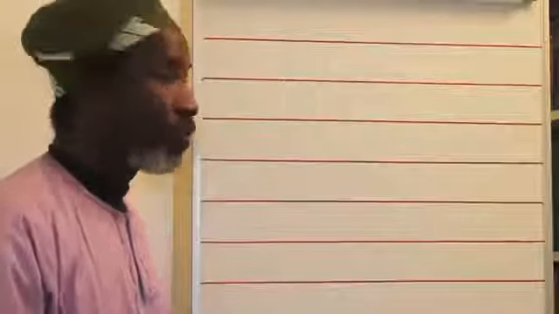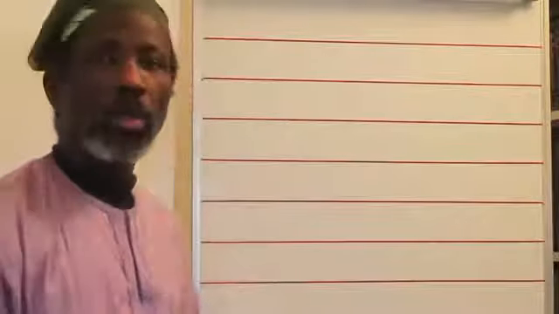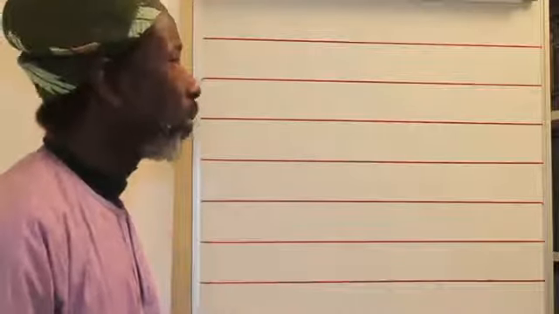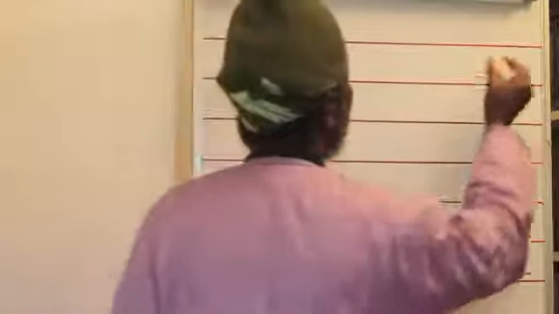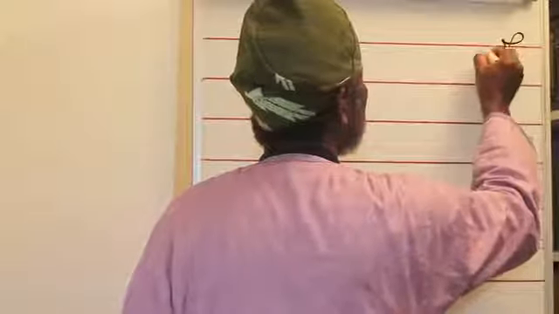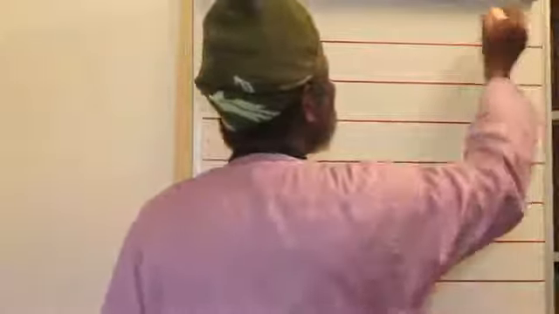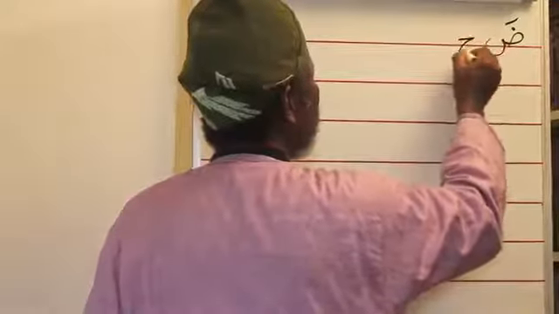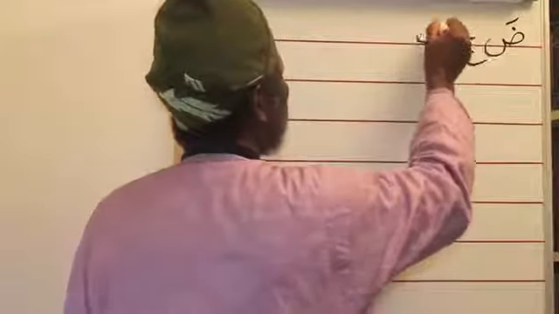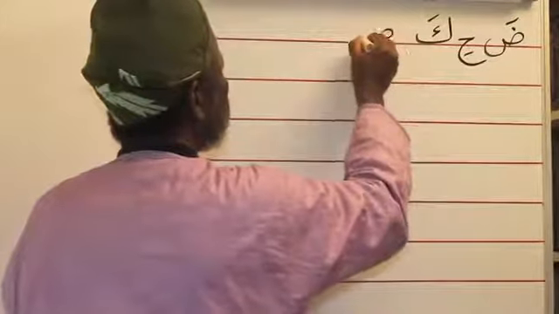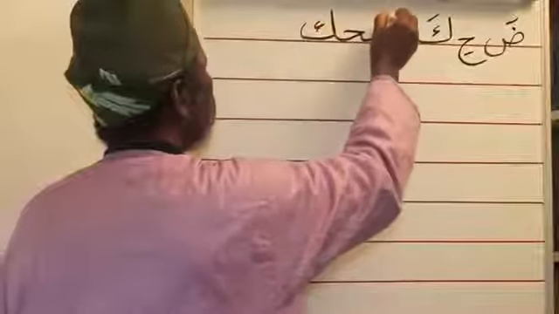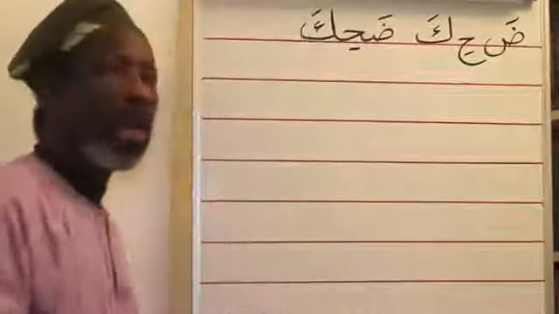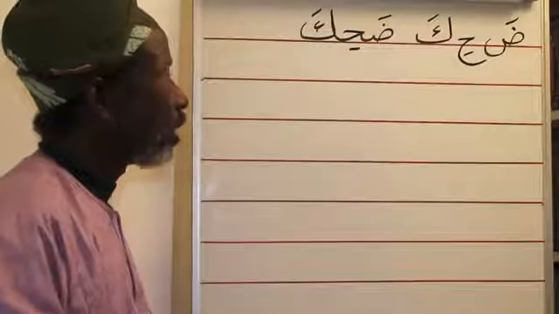On page 35, we start letter dod. Dod at the beginning. Dhahika. Dod, ha with kasra, hi, ka. Dhahika. Join. Dah, hi, ka. Dhahika. Let's look at dod in the middle.